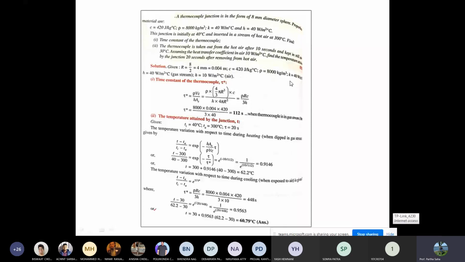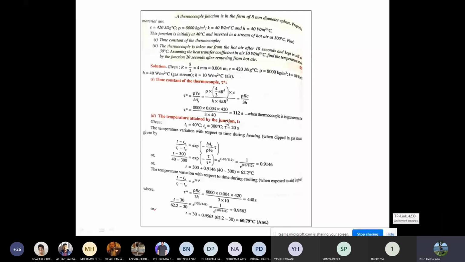Cp, rho, K, all the parameters are given. So the time constant you have to determine, that is tau star equals rho V C by H S. Now V is 4 by 3 pi r cubed and S is 4 pi r squared. You could have easily written r by 3 because it's a thermocouple, so it will be r by 3, cylindrical thermocouple. Then you solve for it and you get 112 seconds. Right, that is the time constant.